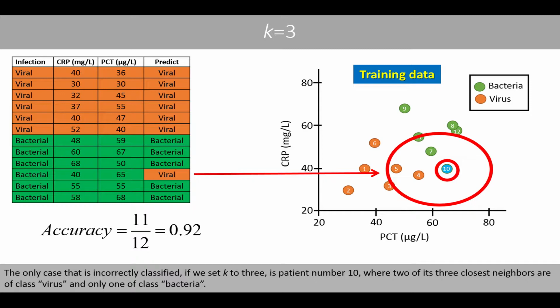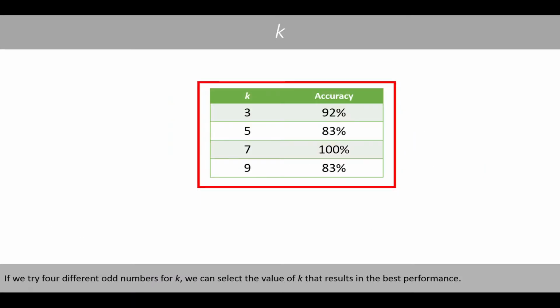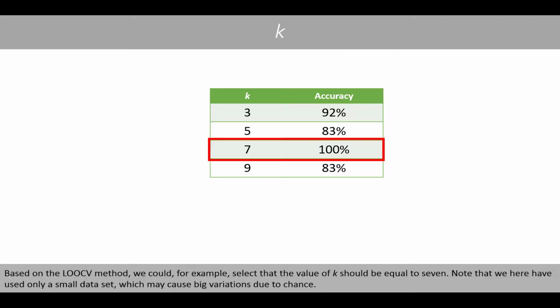The only case that is incorrectly classified, if we set k to 3, is patient number 10, where 2 out of his closest neighbors are of class virus and only 1 of class bacteria. If we try 4 different odd numbers for k, we can select the value of k that results in the best performance. Based on the leave-one-out cross-validation method, we could for example select that the value of k should be equal to 7.